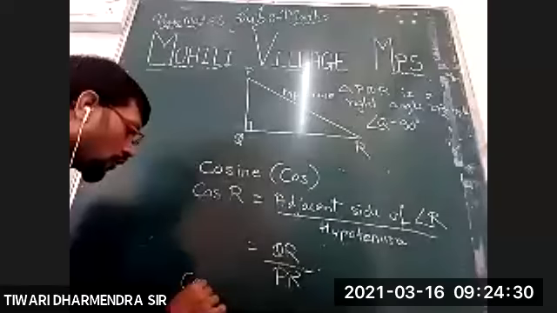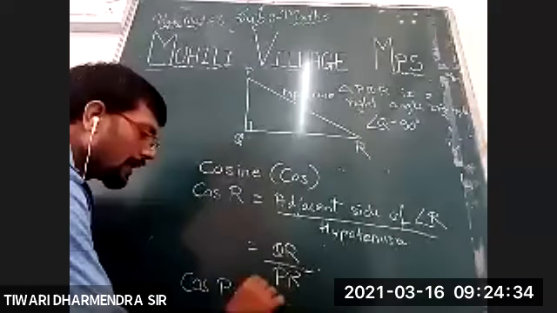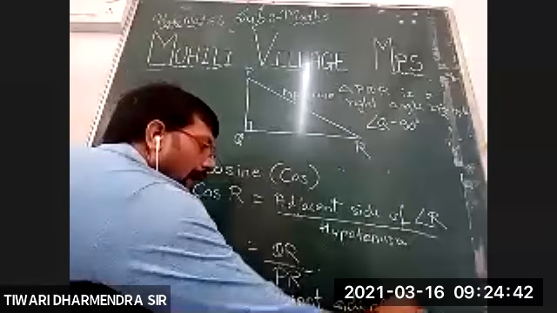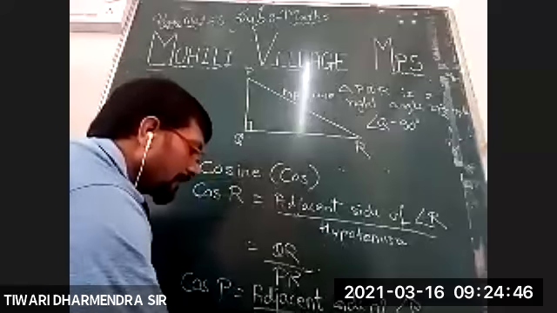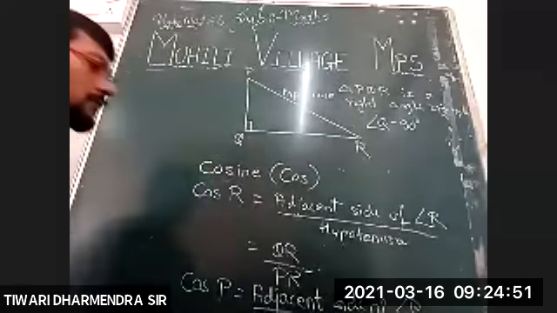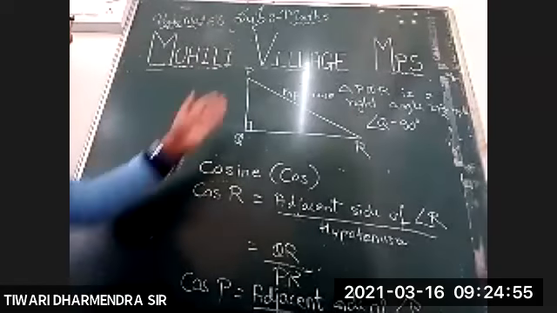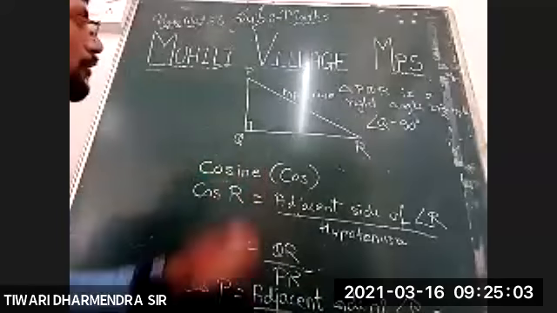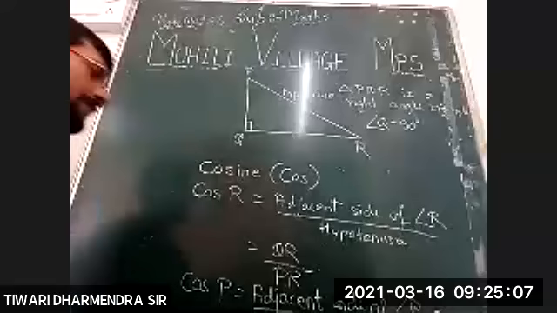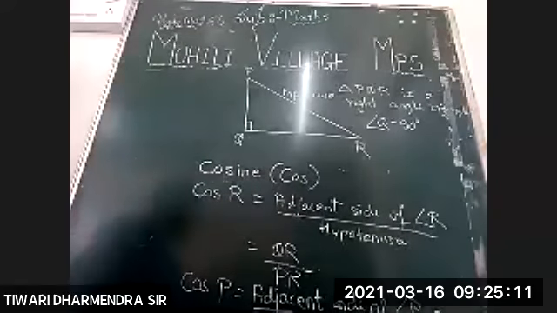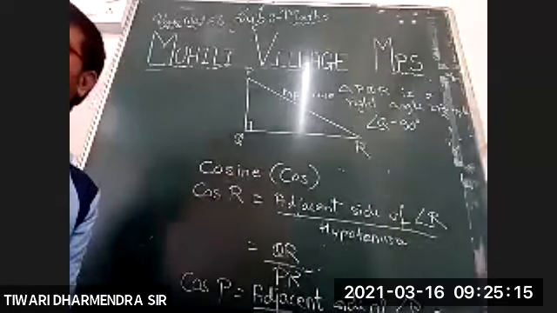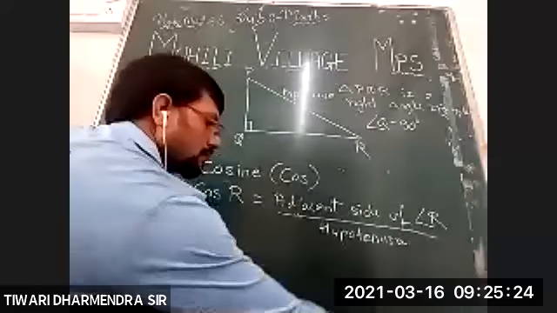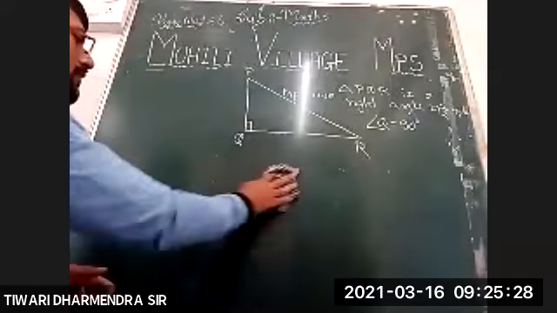So now we'll go for cos of angle P, adjacent side of angle P divided by hypotenuse. See, PR is fixed, so adjacent to P is PQ, divided by hypotenuse PR. So we have now completed cos. Now we'll move to tangent, that is the third ratio.